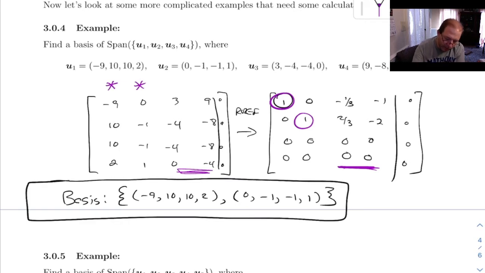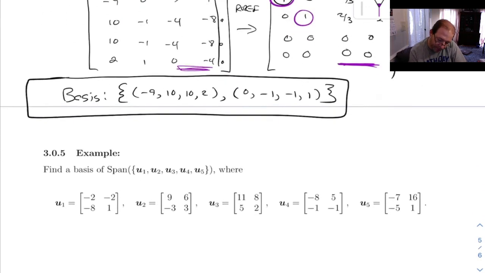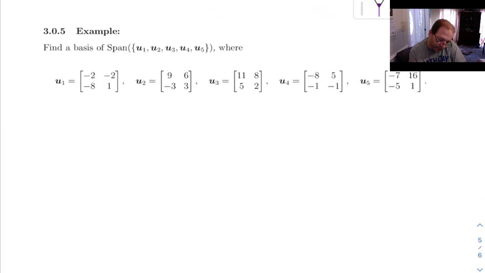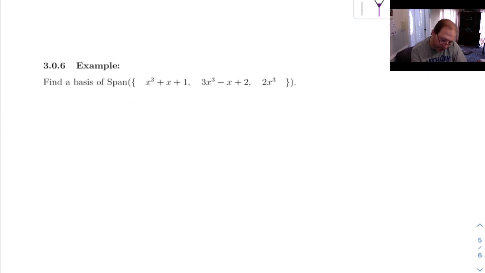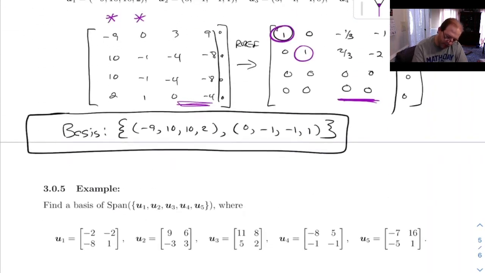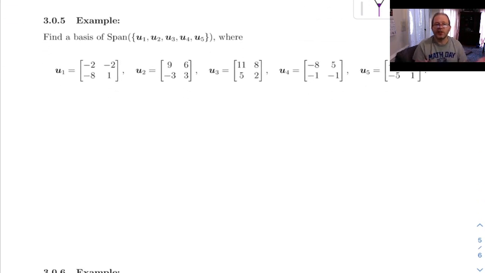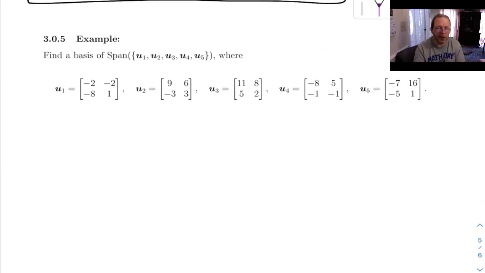Now, if you had put these into this matrix in a different order, like I just put them in the order they were given, but if you rearrange the order, you might get a different basis, but it would still be a basis of this subspace. All right, let's see. We've got two more examples. The rest of these really work exactly the same. It's just we're dealing with different stuff here.